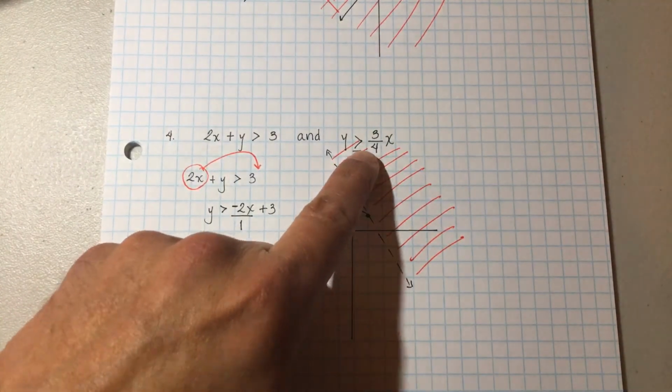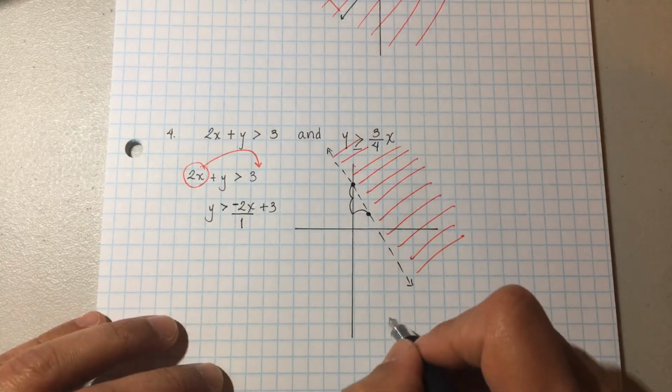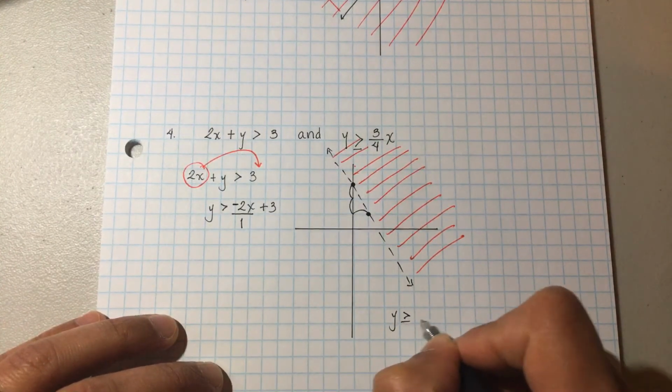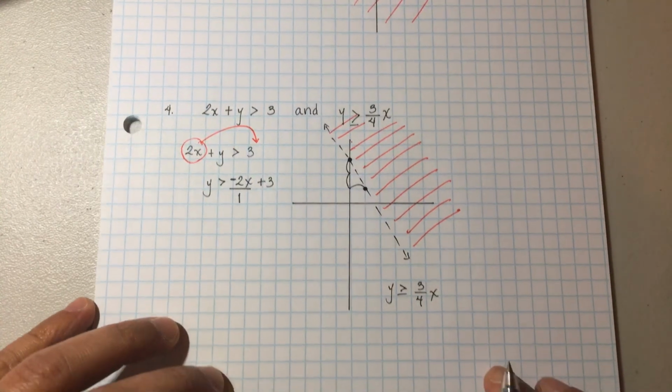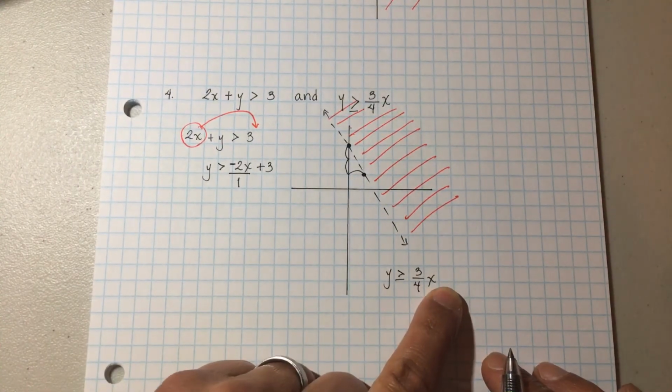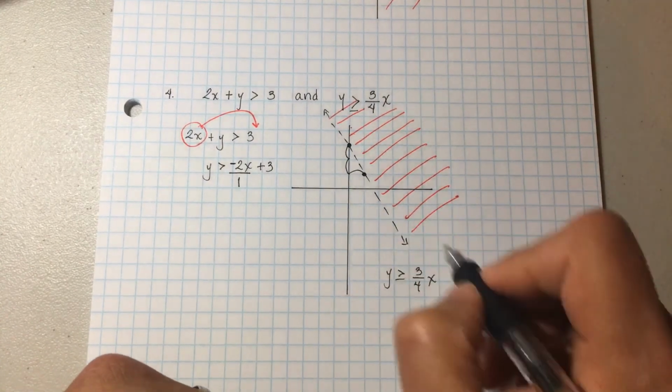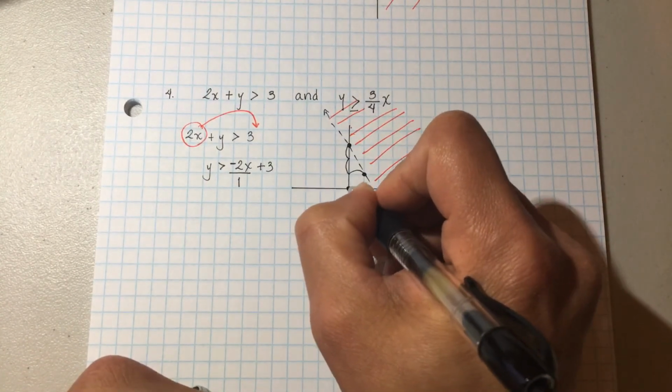Lastly, we're going to do this guy. Okay, vamos a hacer este. And I'll just rewrite it. Y is greater than or equal to 3/4 x. Well, where do we start? ¿Dónde comenzamos? No tiene número. It doesn't have a number. So where do I start? We start at 0. Right here.